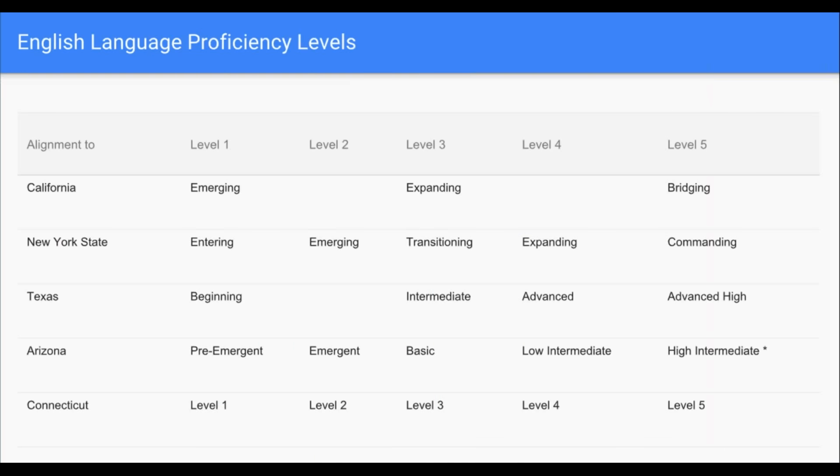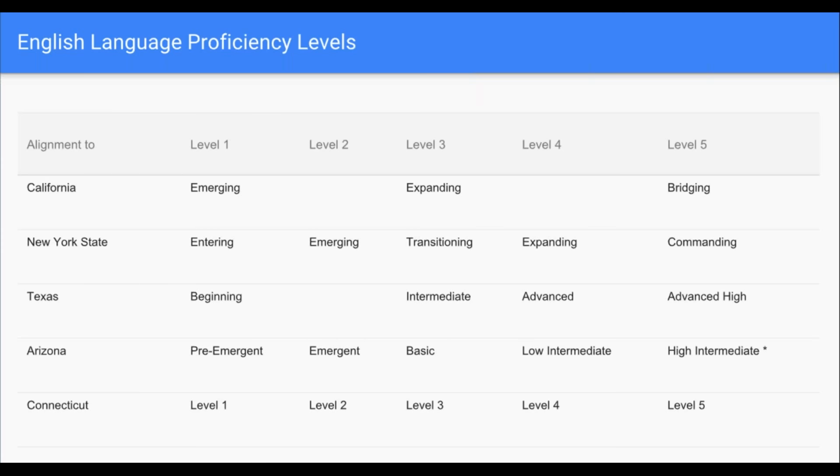So I did talk about levels. So as you can see here, this is an example of the different levels. In the state of California, they're referred to as beginning is emerging, then expanding, then bridging. And if you go down to Arizona, which is where I'm from, ours is actually broken into 6 different levels: pre-emergent, emergent, basic, low intermediate, high intermediate, and then we have another level, level 6, as proficient.